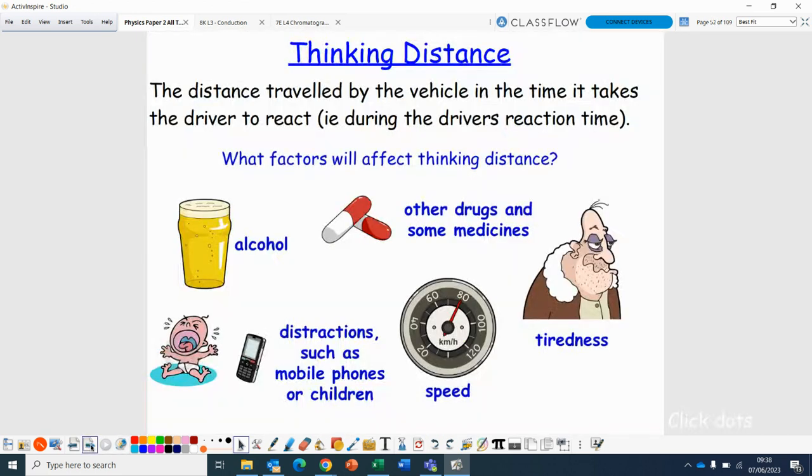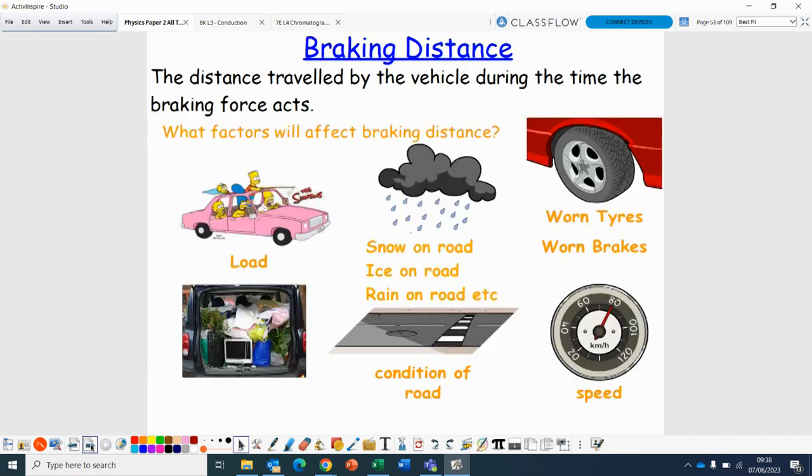Thinking distance, remember, is the distance you travel whilst you think about braking. So it's the distance you travel whilst your human reaction time is being taken into account. This is going to be affected by anything that affects your human. The 3 favourites for me are alcohol, drugs, and tiredness. They are always accepted. Distractions are sometimes accepted. Speed is never accepted as an answer to increase the thinking distance because speed affects both.